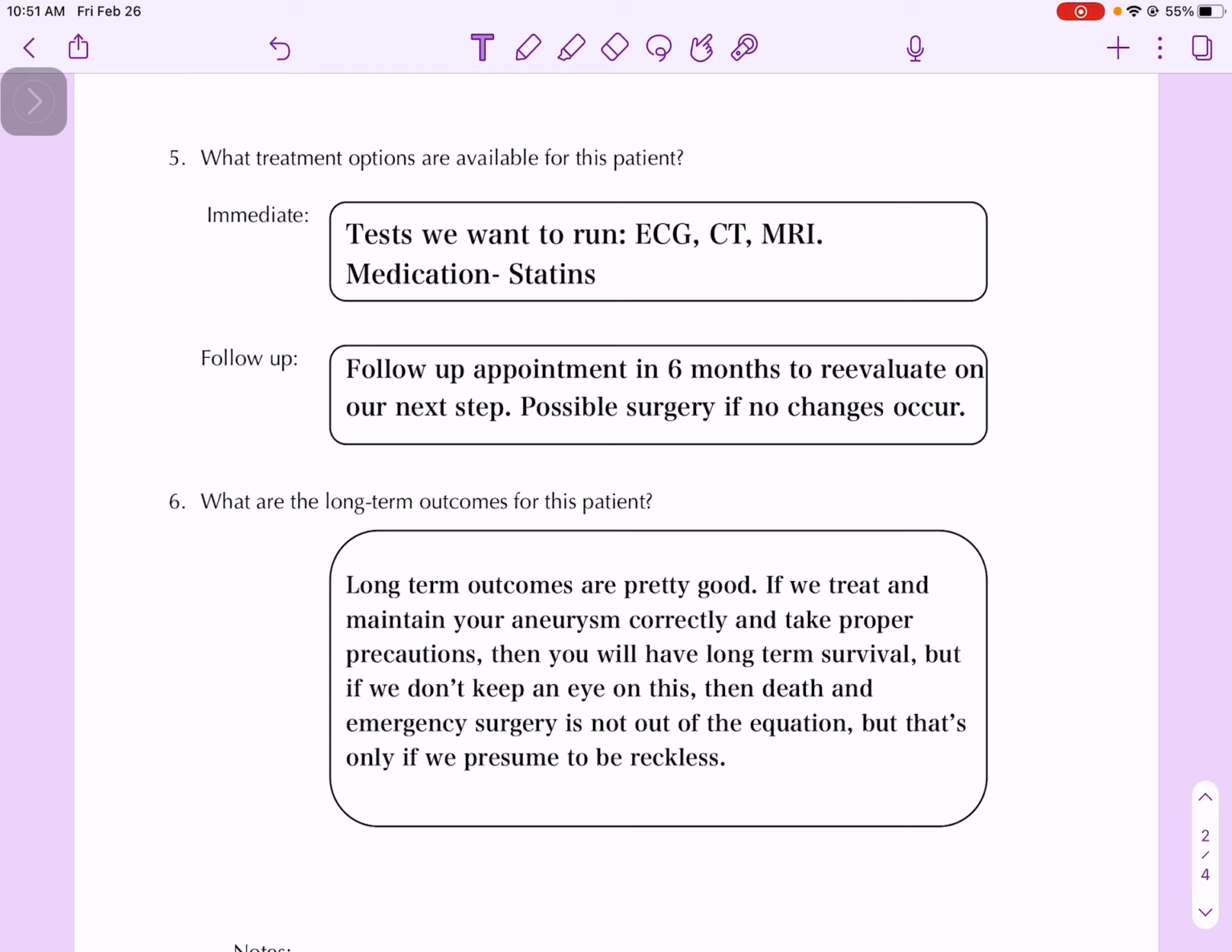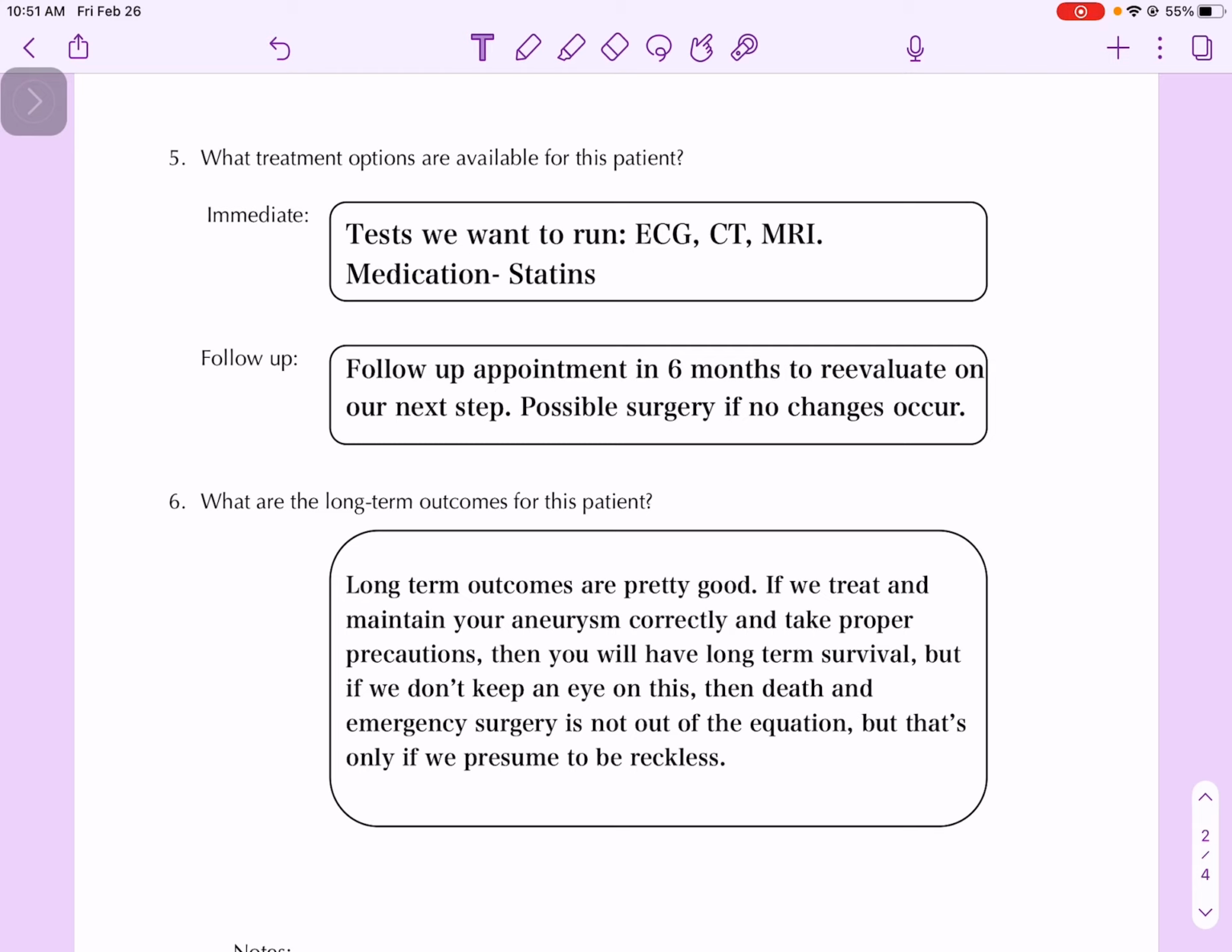Because your aneurysm is very small and minimal, we recommend that we run a few tests to make sure there is no serious damage to your aorta or heart, and then we can prescribe some medication to keep it that way. But that doesn't assure us that in the future we won't have to do surgery. The tests we would like to run right now are an ECG, CT, and MRI. Those are just abbreviated for an echocardiogram, computed tomography, and a magnetic resonance imaging.